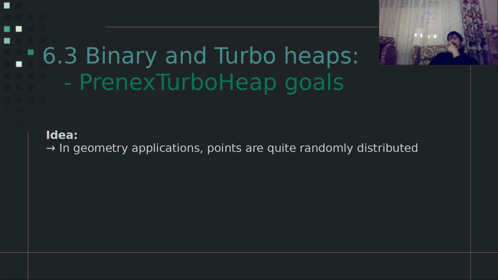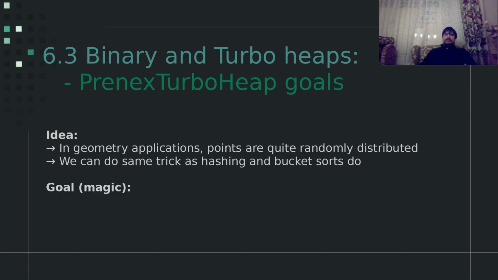So, an idea comes up in geometry applications and 3D graphics and so on. Points are usually quite randomly distributed when we are interested in some points. So we can maybe do some kind of trick that hashing and bucket sorts are doing with their data. Or actually I should have said geometry sorts that way. Prenex turbo sorts. I was working a lot in research in that area.